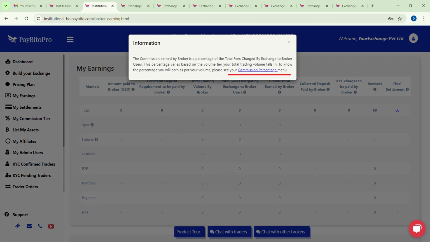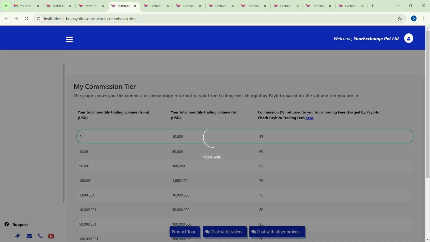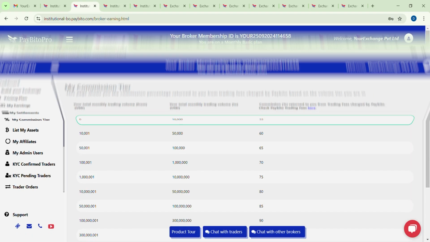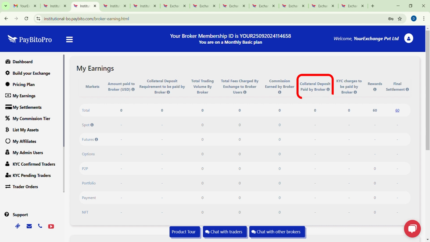Click here to check your commission percentage menu. We have a separate video for my commission tier tab. This is the collateral deposit paid by broker.